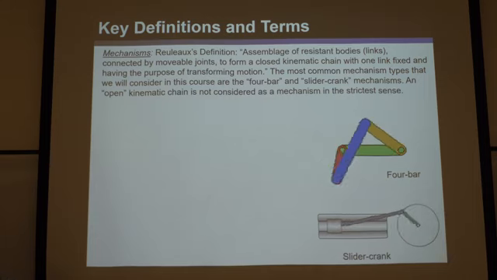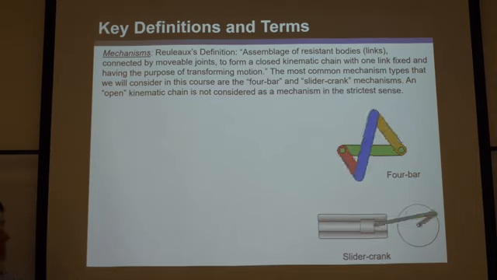So mechanism, again, Rouleau's definition. A mechanism, according to Rouleau, is the assemblage of resistant bodies, which are links, those rigid bodies, those bars, connected by movable joints, like these pin or revolute joints, to form a closed kinematic chain with 1 link fixed and having the purpose of transforming motion. That definition is really important, and you're going to need to know that, and it has a number of important components to it.